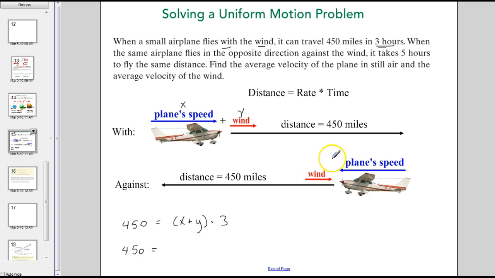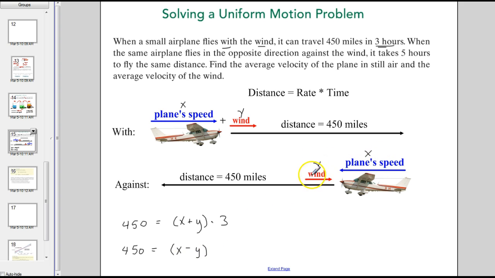equals rate. But this time the plane speed and the wind speed are offsetting one another. They're going in opposite directions. So again, the plane speed, we're considering that x. The wind speed, we're considering that y. But because this is going in opposite direction of this, we subtract to get the rate. So again, if this is 200 and this is 10, like we said before, 200 minus 10 is, in essence, this plane is going at 190 miles per hour. So x minus y is the rate.